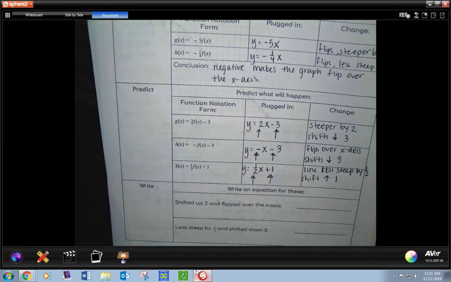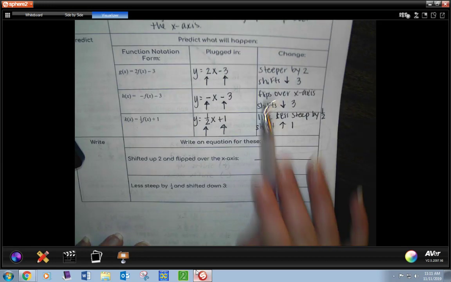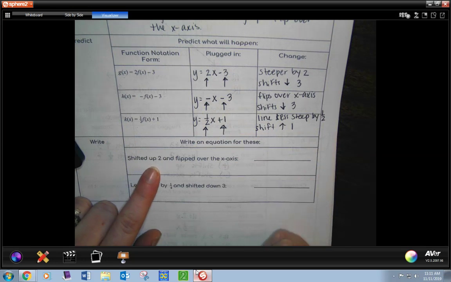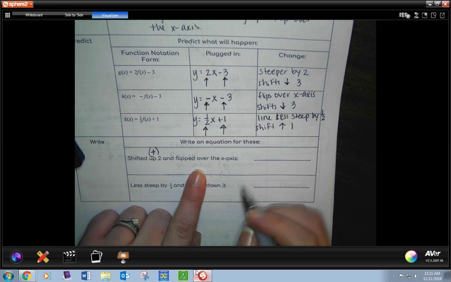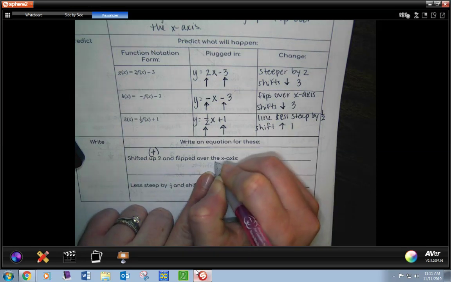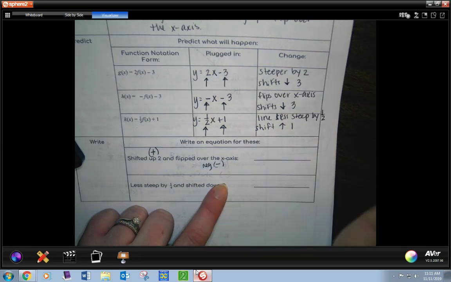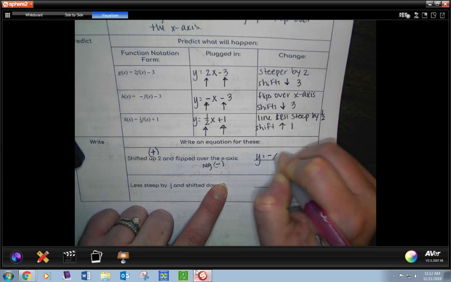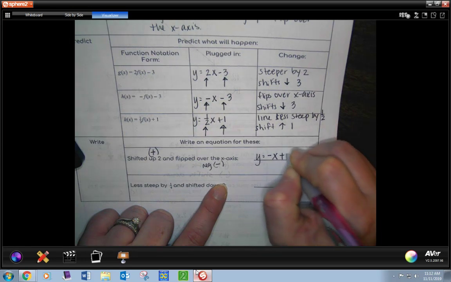Okay, so finishing up these last two examples really quick, we're going to write an equation for these. So we're going backwards. Instead of telling me how it changed, you're going to come back to the equation. So if you shift up 2, we learn that up 2 means we have to add. And if it's flipped over the x-axis, a flip over the x-axis has to be a negative. That's not a minus sign, this is a negative. So we're going to start with y equals, and I know it has to be negative, and I keep x because I didn't get any steeper or less steep. And then I went up 2, so plus 2.